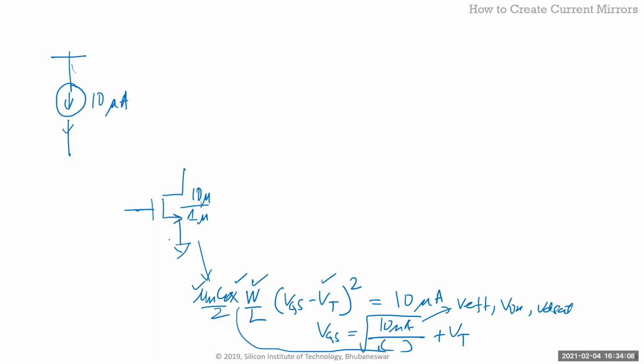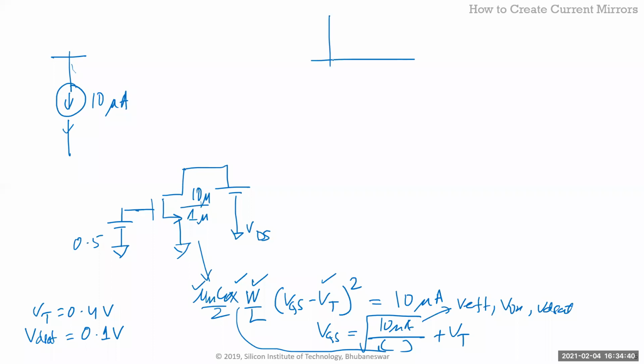So let's take an example. Let's say VT is equal to 0.4 volts and VD sat or V effective or V on is equal to 100 millivolts, so 0.1 volts. So what is the VGS I need? 0.5, right? So I just need to put 0.5 volts here, and the VDS needs to be what? Greater than VGS minus VT, right? You want to be in this region, right?